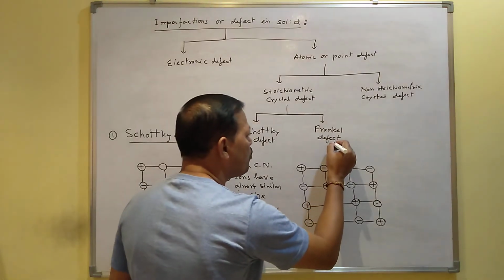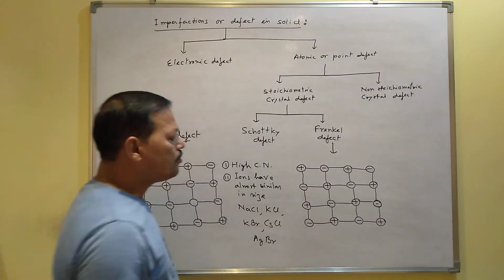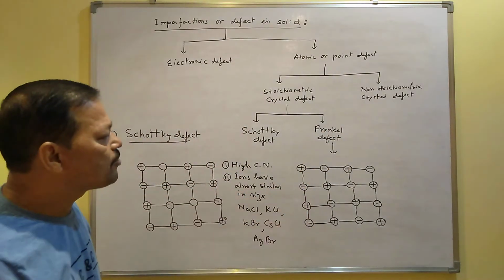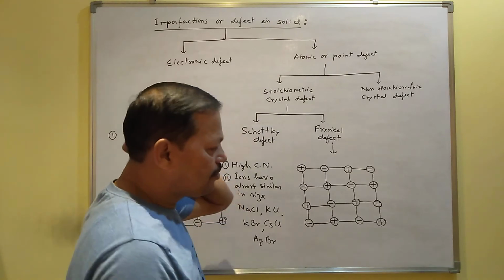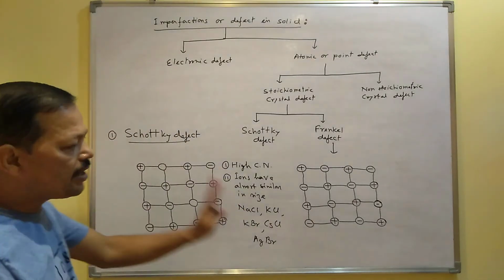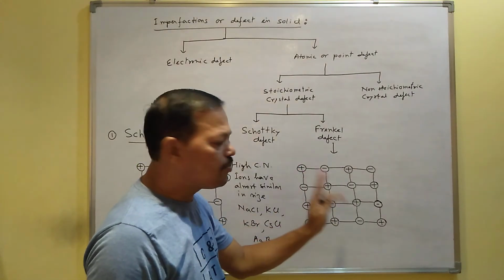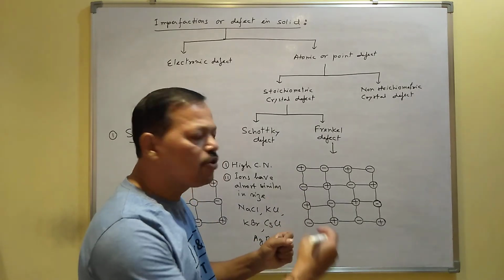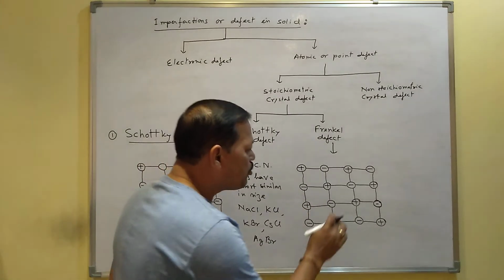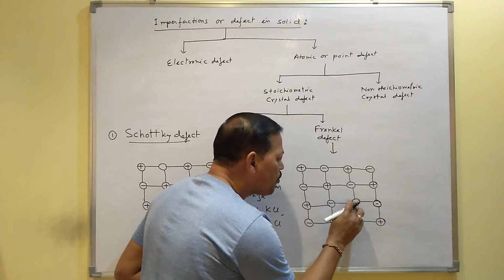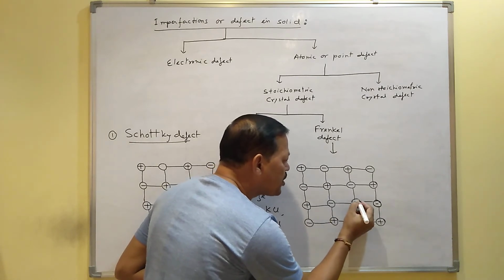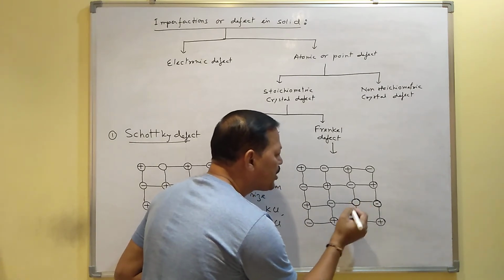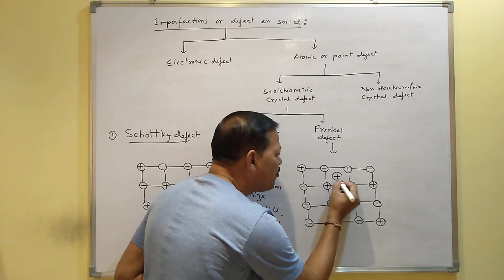Now we'll move for Frankel defect. So here I will show the Frankel defect. In Frankel defect, here also the ions will miss from their normal position, but it will not leave the crystal. Suppose this cation is missing from its position, I mean from its normal position, it produces the hole, and the cation will occupy the void.